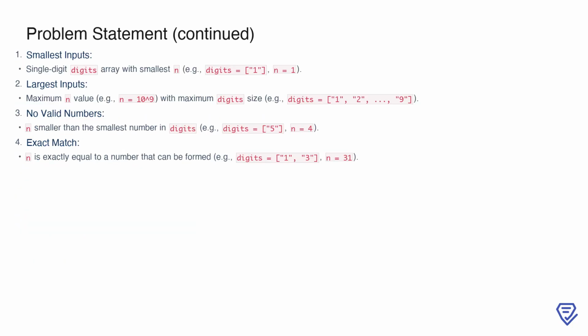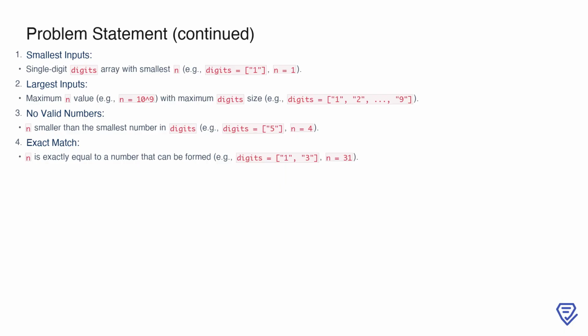Finally, let's discuss some edge cases to think about. For the smallest inputs, we could have a single-digit digits array and the smallest possible n, such as digits equals 1 and n equals 1. For the largest inputs, we might have the maximum possible n, which is 10 to the power of 9, along with the largest digits array containing all digits from 1 to 9.